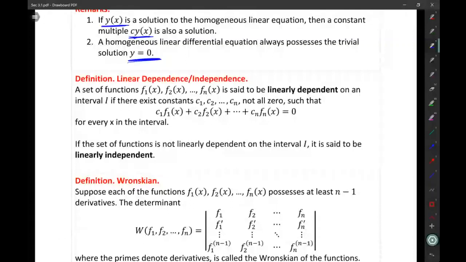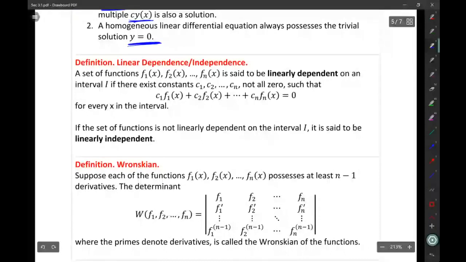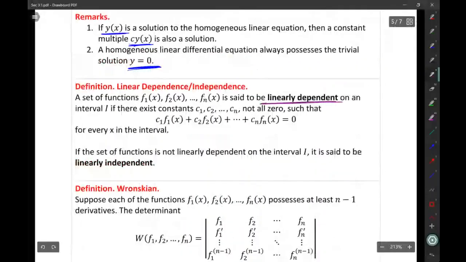I think maybe when you studied linear algebra, you studied the meaning of linearly dependent and linearly independent. What do you mean by linearly dependent and linearly independent?